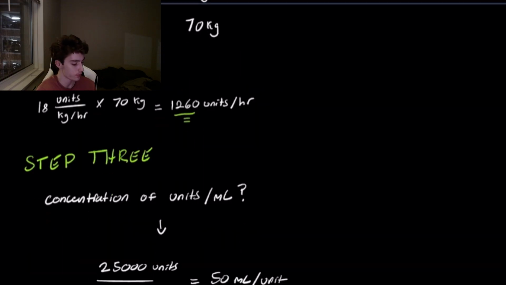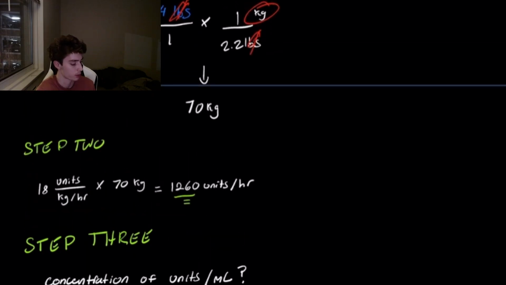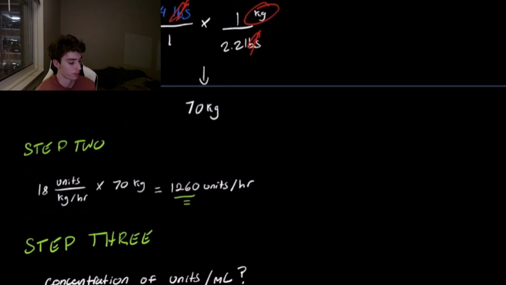Step 2. Now we've got to see how many units per hour we actually need, right? We haven't gotten to the concentration yet, but how many units do we need? All we're doing is multiplying by the person's body weight. So if it's 18 units per kilogram per hour, we just multiply that by 70 kilograms. That's equal to 1,260 units per hour. So that's how many we need per hour.